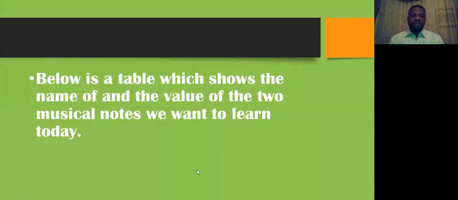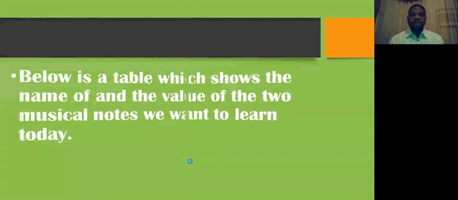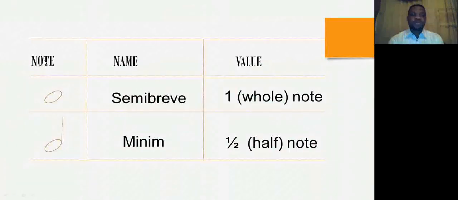Now, I want to show you a table. Below is a table which shows the name and the value of two musical notes we want to learn today. Look at the table here. Look at the first column, you have name, notes. Second one, name. The third one, value. Now, these are the two musical notes we want to learn today, the first one and the second one.